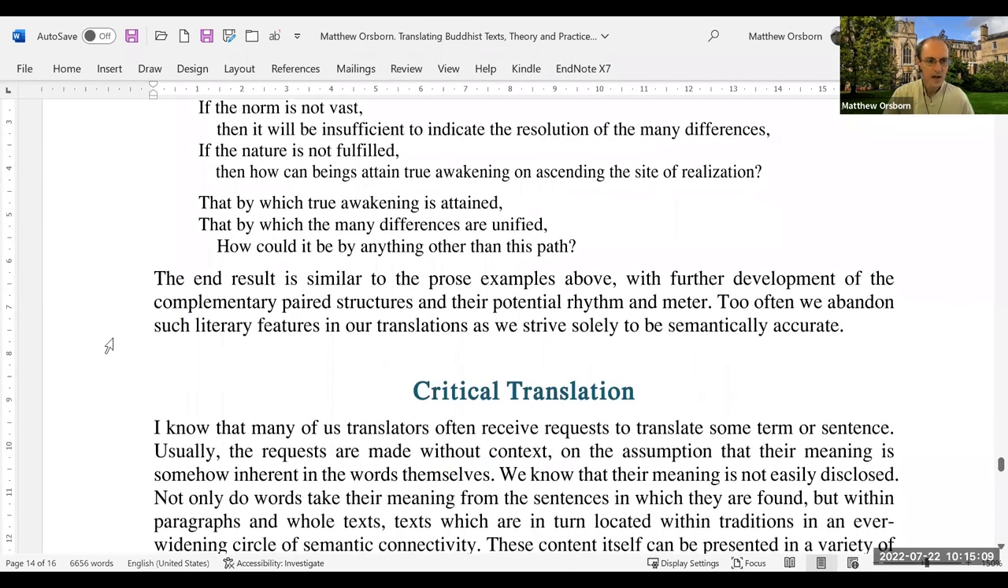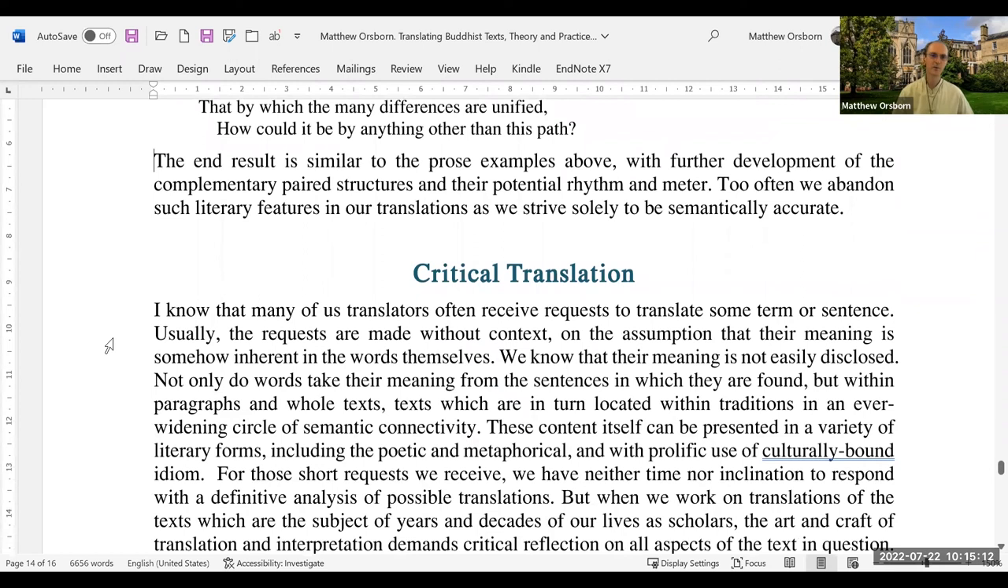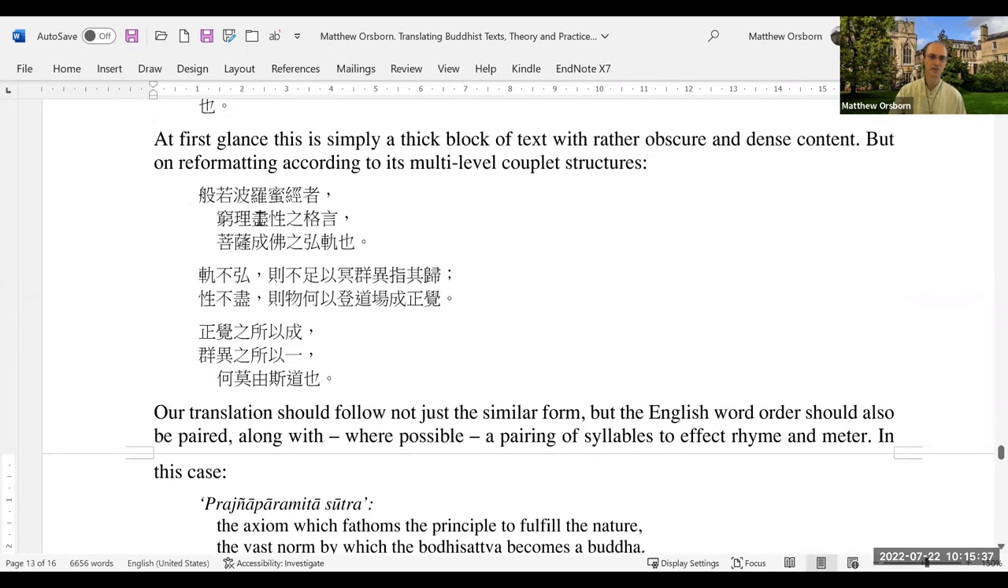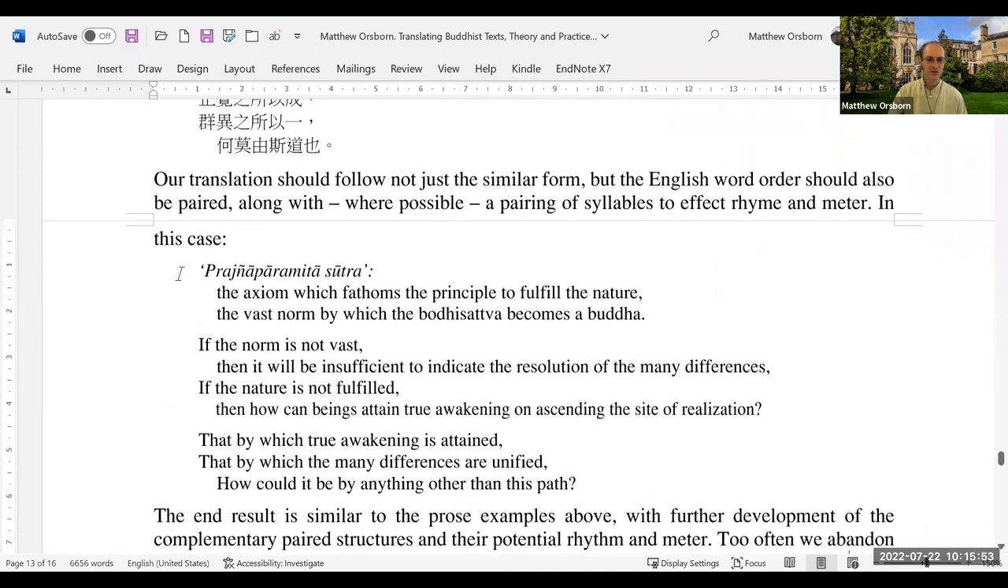The end result is similar to the prose examples above, with further development of complementary paired structures and their potential rhythm and meter. So you want to think like, what does this sound like out loud? Too often we abandon such literary features in our translations, as we strive solely to be semantically accurate. So this means we often just worry about making sure we have the right meaning, but the texts are more than just meaning. There are literary qualities in here, and I'm sure that the author spent a lot of time making sure that it was very nice and proper and followed the correct forms. And when we do that in English, we get a similar result.